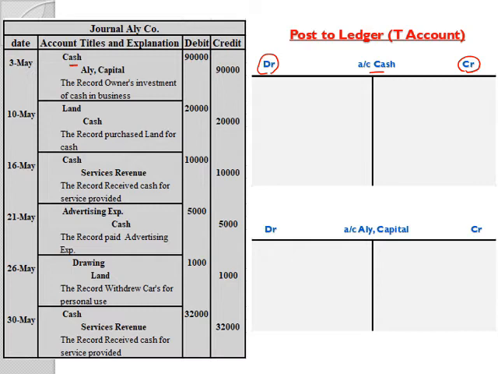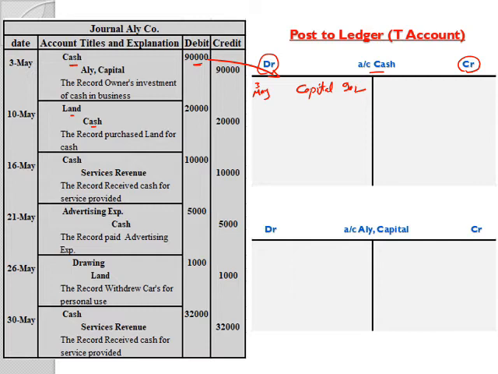Search for cash in the entries. Entry number 1, cash record in the debit side, amount in the debit column, transfer to the ledger in the debit side, 90,000 capital, date May 3.